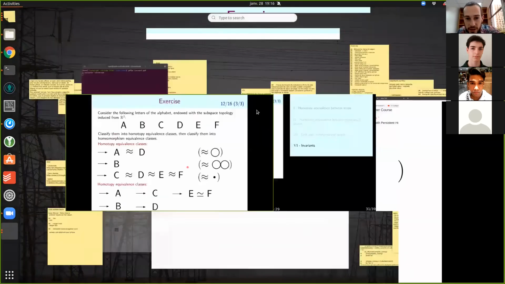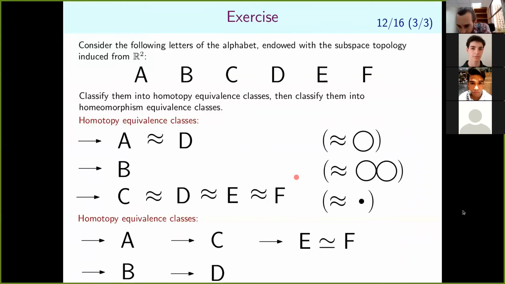Let me read the chat. That joke with the cup and the donut is a homotopy or homomorphism.